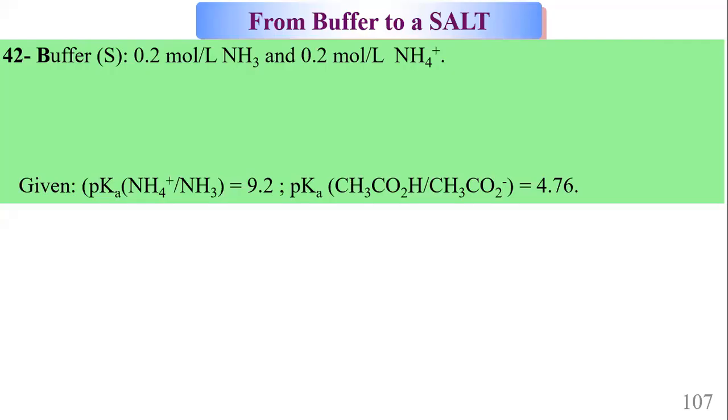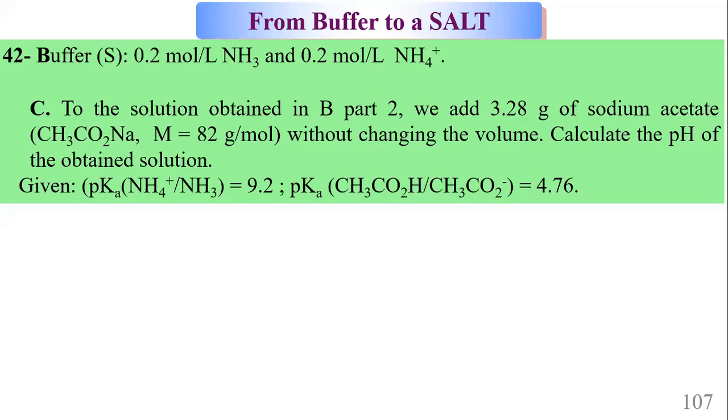Okay, and now part C of the same question. We still have the ammonia and ammonium. And part C says, to the solution obtained in part 2, which, remember, was when we added HCl at 200 milliliters and we only had leftover ammonium in my solution, we added 3.2 grams of sodium acetate. Again, the sodium is just a spectator. That means that I'm adding acetate ion.